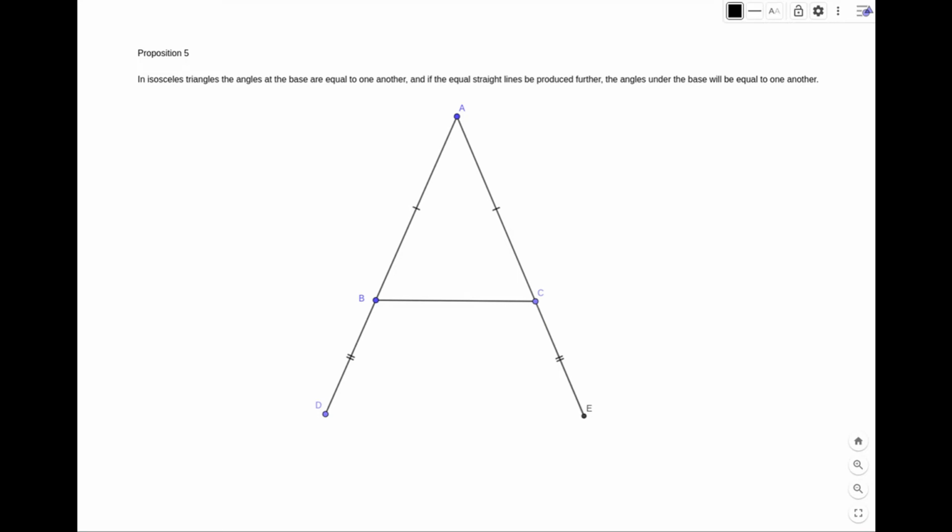Now what we want to do is to throw in a couple of new line segments. So we want to draw our line segment BE, and we want to draw in our line segment CD. Now what this allows us to do is to consider a couple of triangles. First triangle we're going to take a look at is triangle ACD, and the second triangle we're going to look at is triangle ABE.